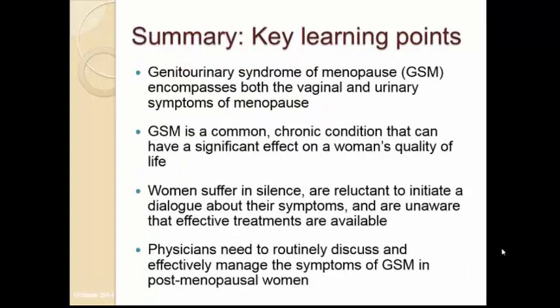In summary, key learning points that I hope you take home include GSM, the genitourinary syndrome of menopause, encompasses both vaginal and urinary symptoms of menopause. GSM is a common chronic condition that can have a significant effect on a woman's quality of life. Women suffer in silence. They are reluctant to initiate a dialogue about their symptoms and are unaware that effective treatments are available. Physicians need to routinely discuss and effectively manage the symptoms of GSM in postmenopausal women.